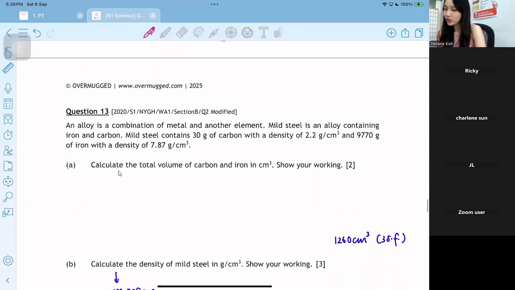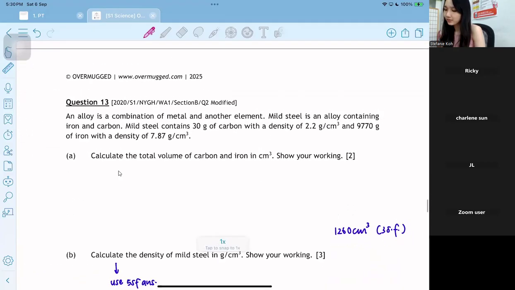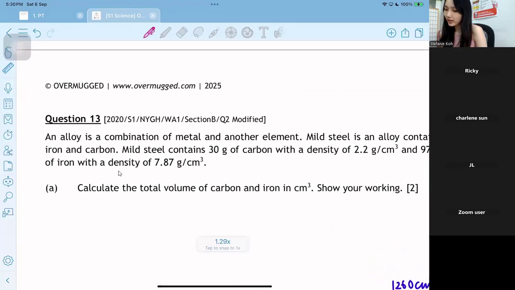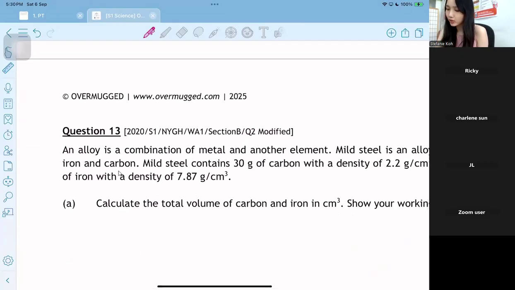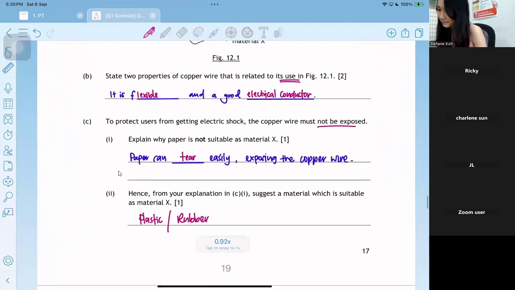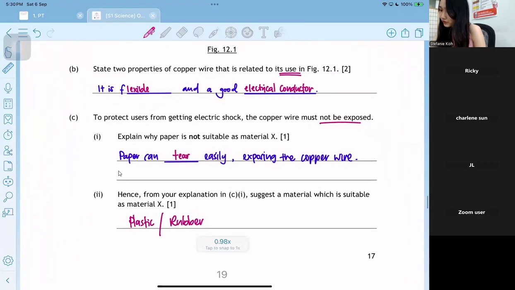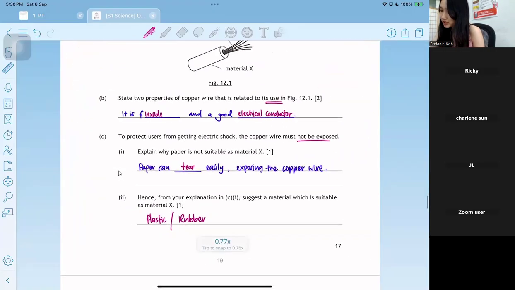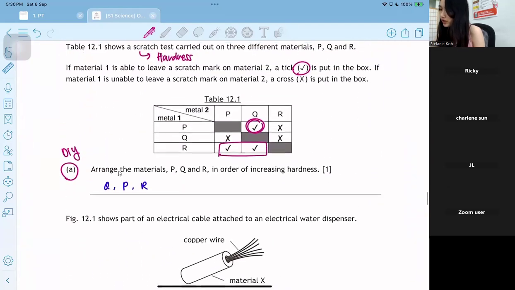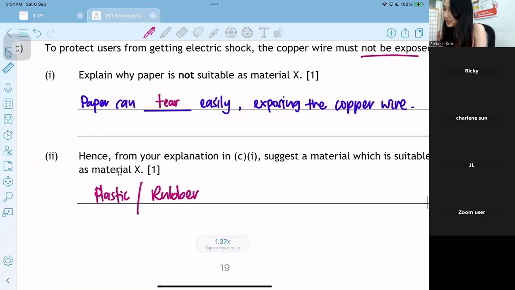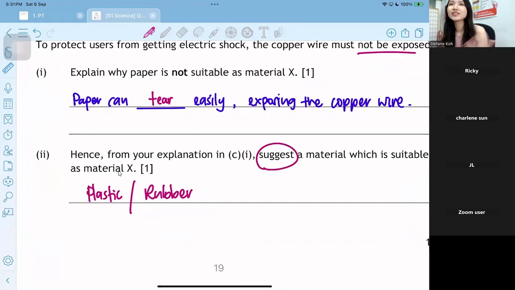Moving on. Question 13. Okay, can you guys go and do the calculations? Show your working. Those who have not done it yet. From your explanation in C, I suggest the material. No, you don't have to choose from there, because PQR is just showing you the hardness, but it doesn't tell you whether it could be a metal, we don't know. Yeah, so suggest. Usually suggest, just provide a logical answer.